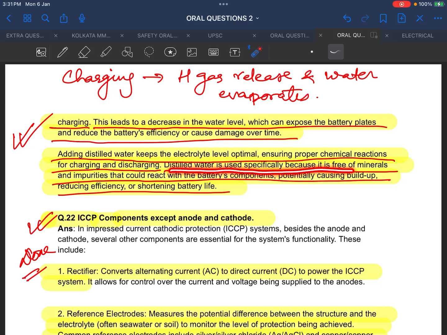Distilled water is used specifically because it is free of minerals. I already told you it's free of minerals and impurities that could react with the battery components, potentially causing build-up and reducing efficiency. Because if there is a mineral, our battery life will reduce, and there is potential build-up, and resistance may increase at the terminal of the battery. Corrosion chances will increase due to the impurities and minerals. Okay, so these are the things.